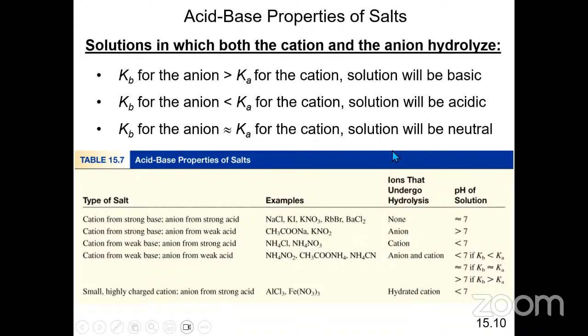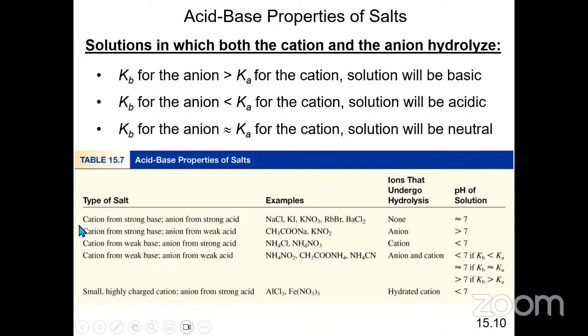So that's basically a summary of how you can make a prediction as to whether or not a particular ionic compound, when added to water, will make the solution either acidic, basic, or neutral. And we kind of break down this summary down here. Just to give you an idea as to what this table is saying, this column is where you're going to list the type of salt. Some examples are shown here. And the question is whether or not the ions will undergo hydrolysis and the resulting pH.